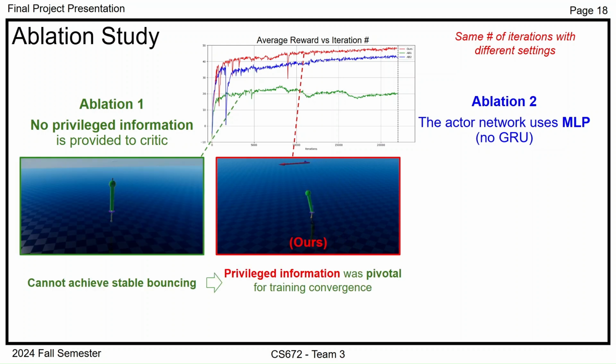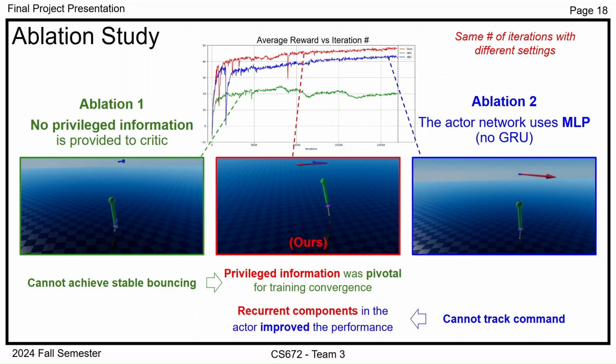When the critic network is trained without privileged information, the resulting policy cannot achieve stability at all. Next, when the actor network is trained without recurrent components, the resulting policy struggles with following the command velocity. These comparisons show that our methods with privileged information and recurrent architecture were crucial in obtaining our result.